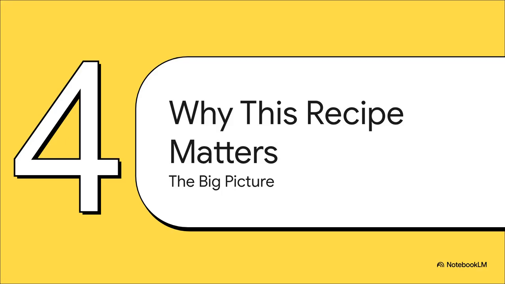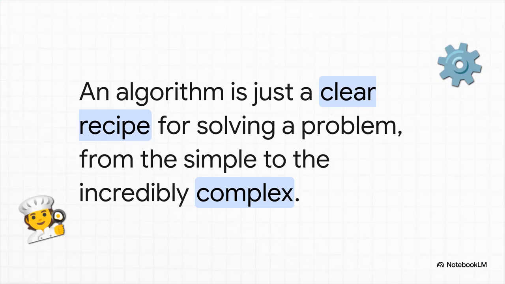Section 4. Why this recipe matters. So we built a simple little algorithm to find the larger of two numbers. Big deal, right? But why is this fundamental idea so incredibly important in our world today? Because at its very core, an algorithm is simply a clear recipe for solving a problem. Sure, our recipe was simple, but this exact same logic, input, process, decision, output, is the foundation for solving some of the most complex problems imaginable.